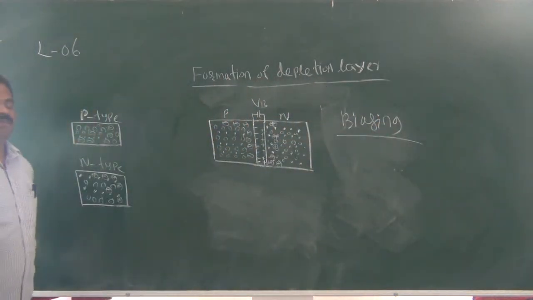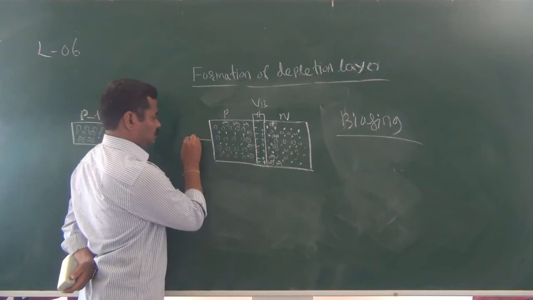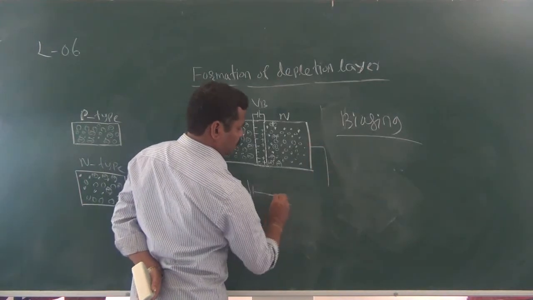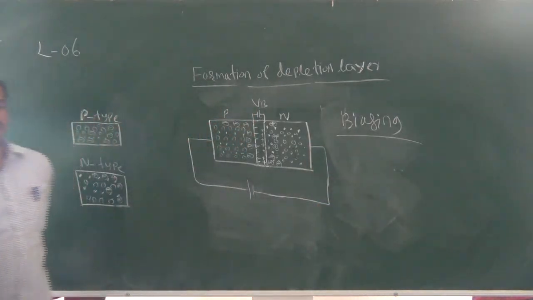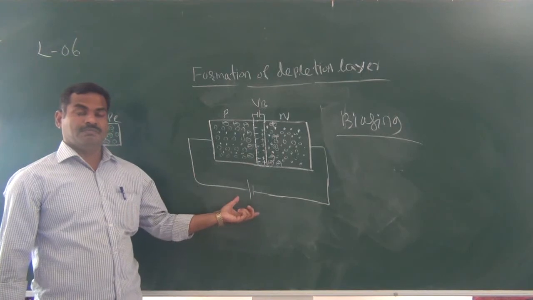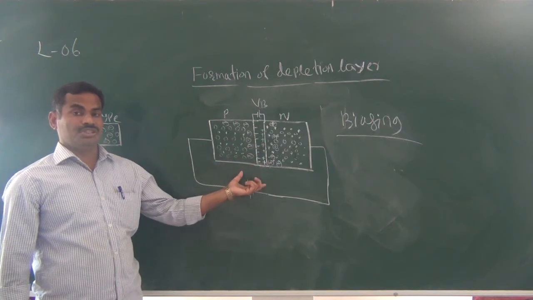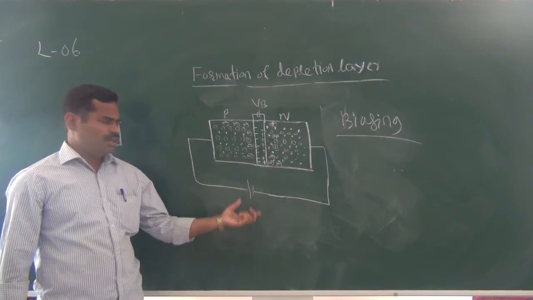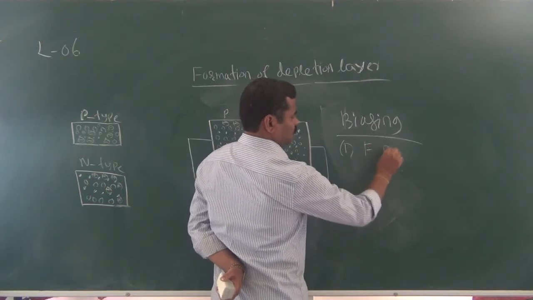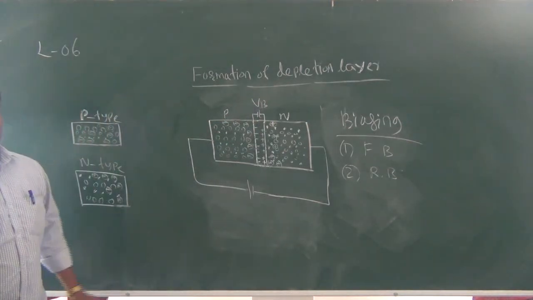What is biasing? Biasing is nothing but applying an external voltage. By applying the external voltage to the diode, or connecting the battery to the semiconductor diode or p-n junction, that is biasing. And in tomorrow's class you will study that there are two types of biasing: forward bias and reverse bias. What is forward bias and what is reverse bias?